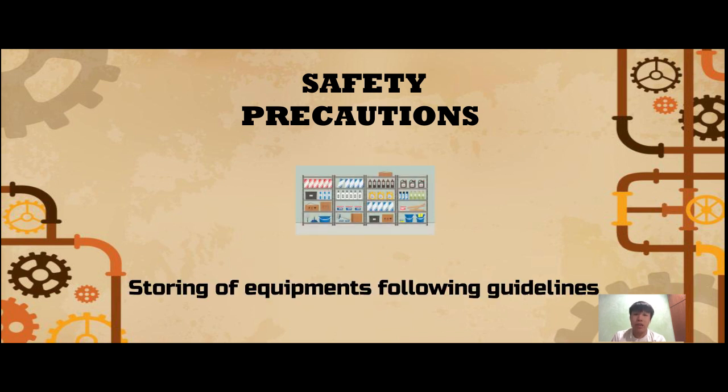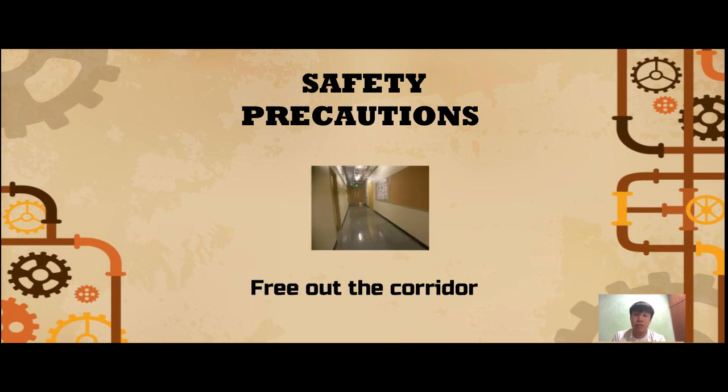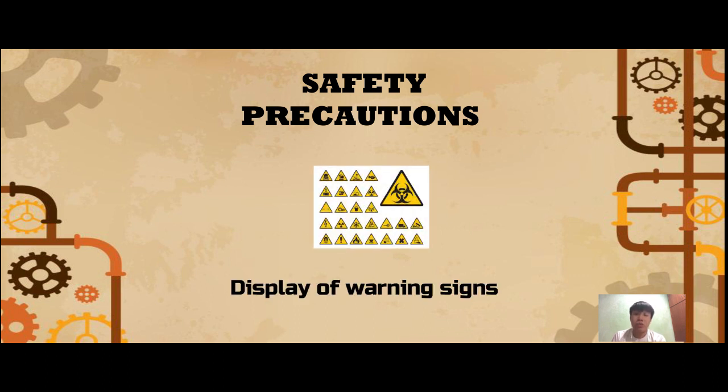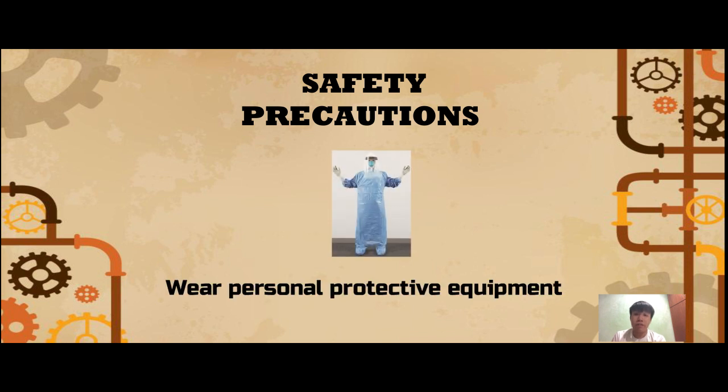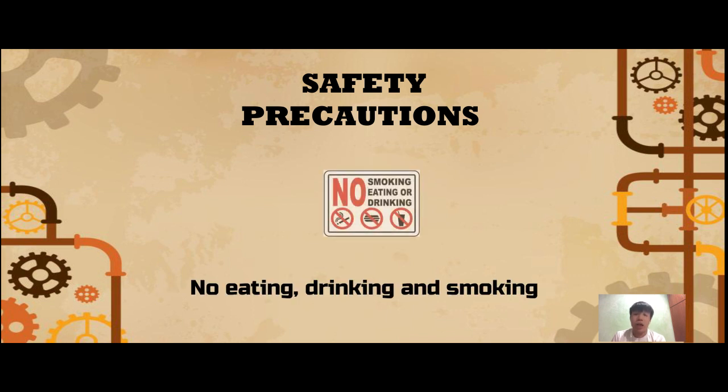Next, chemicals and equipment should always be stored following the guidelines. The corridors should also be free of hazardous materials and all of the warning signs should be displayed in a visible area. Personal protective equipment such as goggles and gloves should be worn to ensure our safety. And the most important is that no eating, drinking, and smoking is allowed at the workplace.